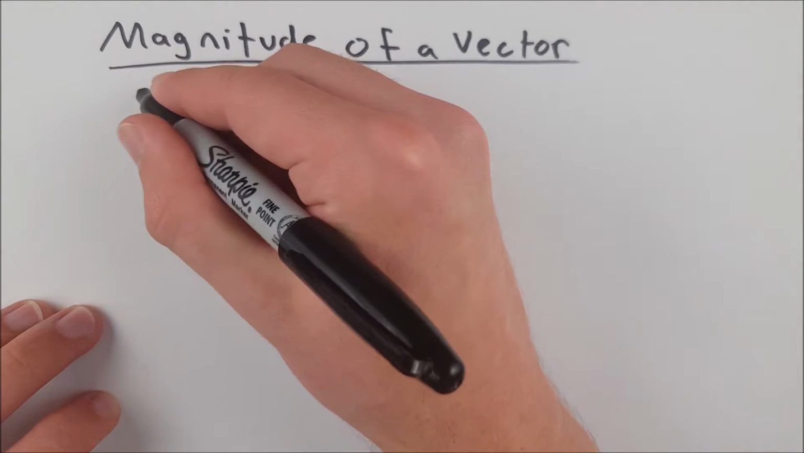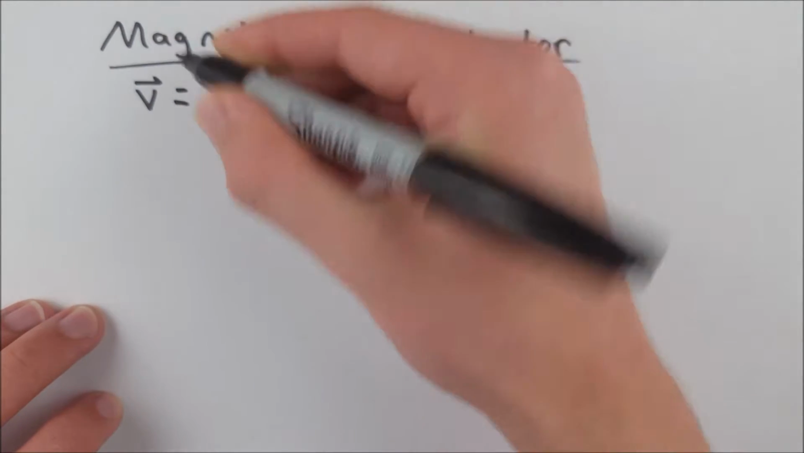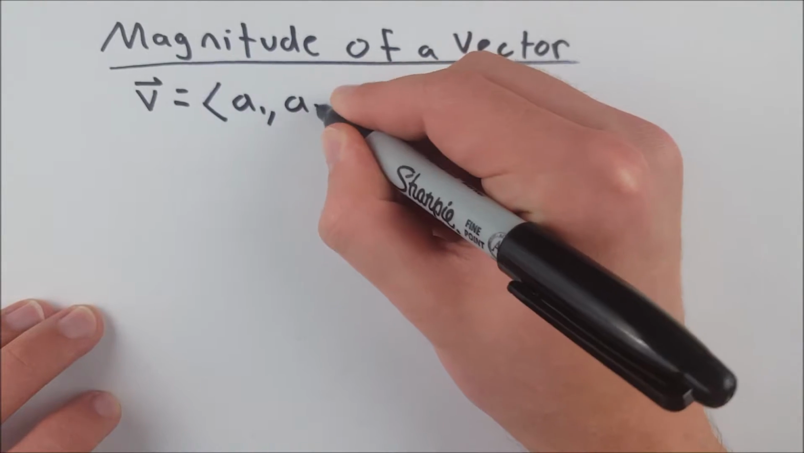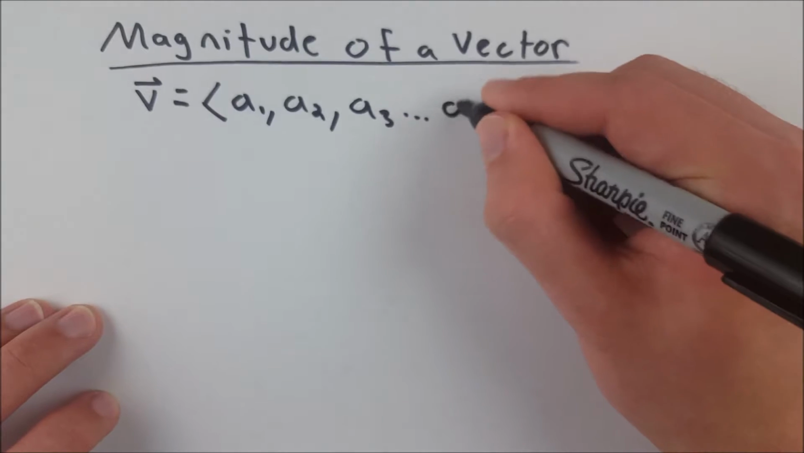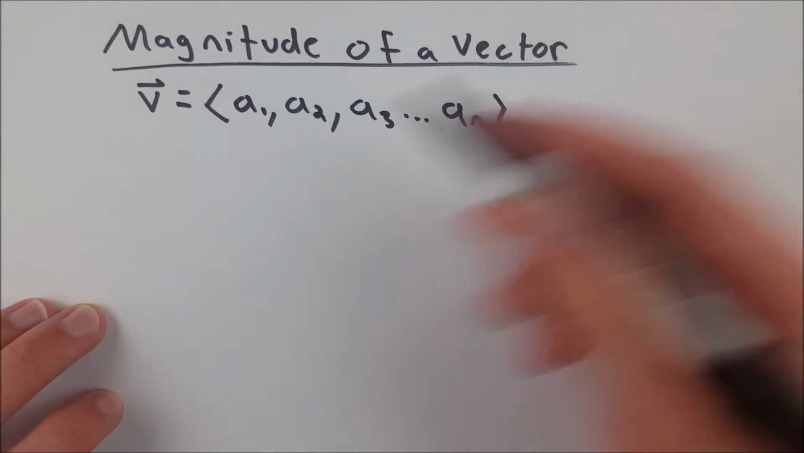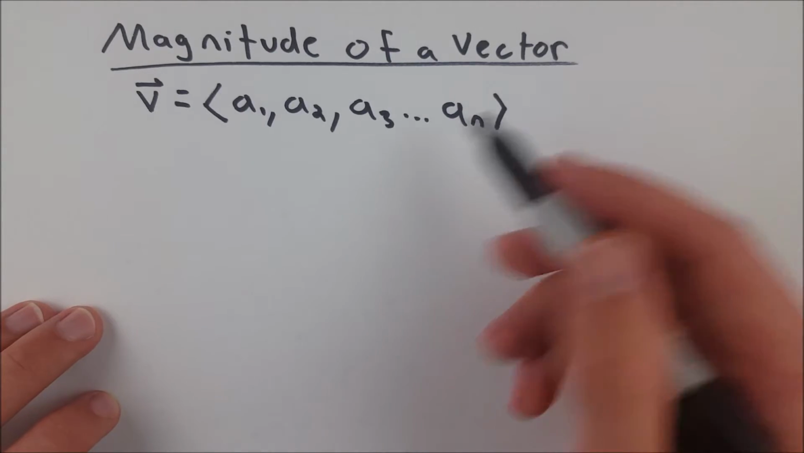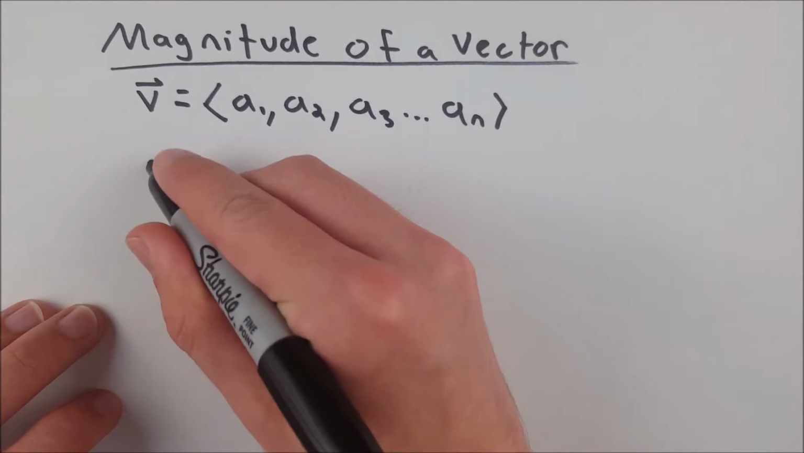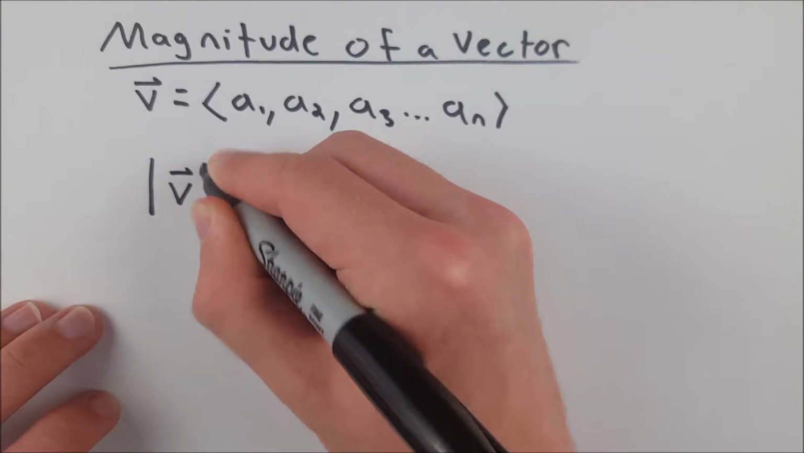Let's say we have some vector, we'll call it v in component form, and it has components a sub 1, a sub 2, a sub 3, all the way up to a sub n. Some amount of components in this vector. Doesn't really matter. To find the magnitude of this vector, all you have to do is take the square root of the sum of the squares of the components.